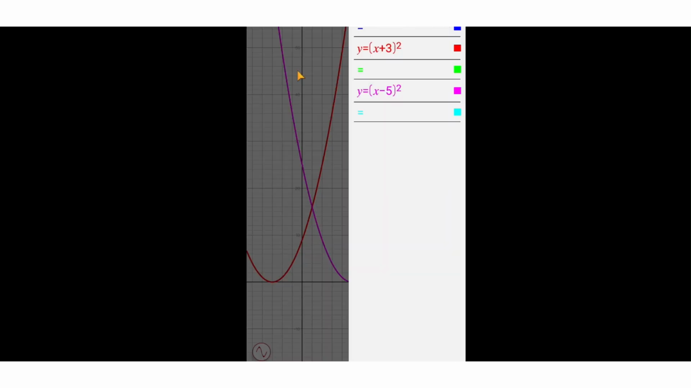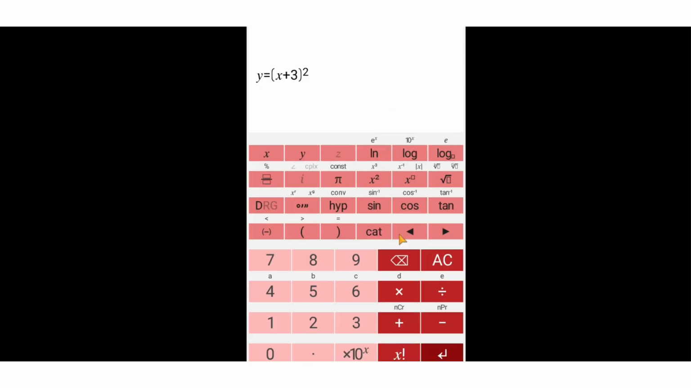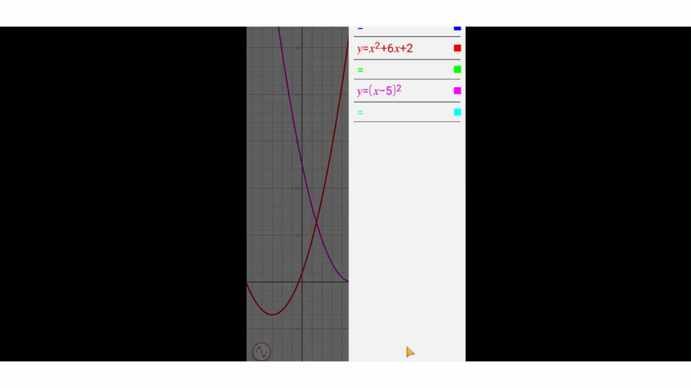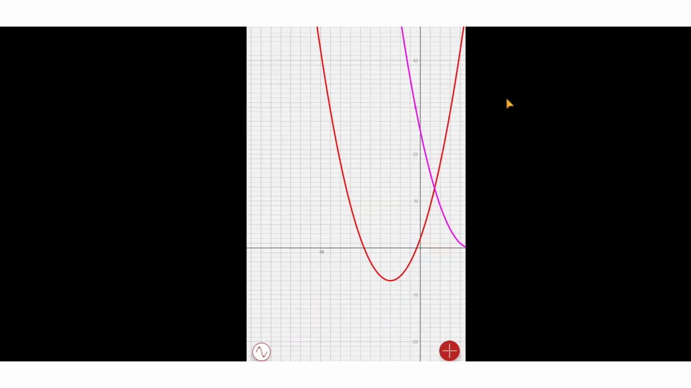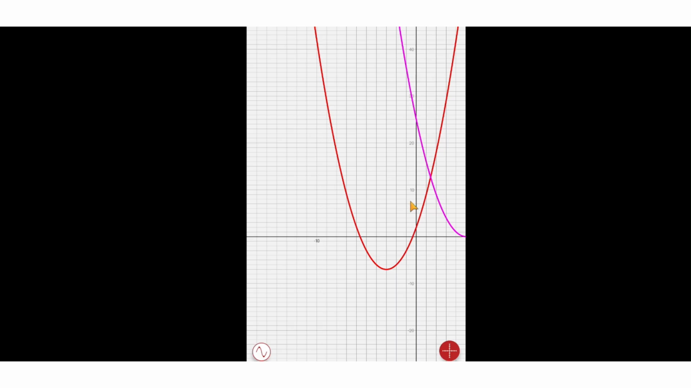Now, if we should sketch the graph, I want us to look at the graph of this. That's the graph of x squared plus 6x. Let me change this to the graph of x squared plus 6x plus 2, and let's see how it looks. So it's the red one. This is the graph of x squared plus 6x plus 2.